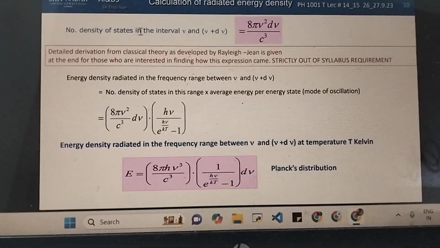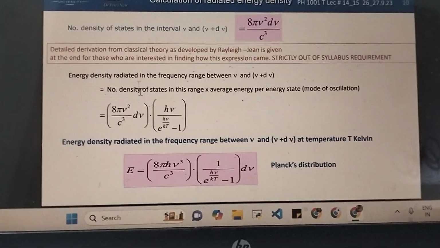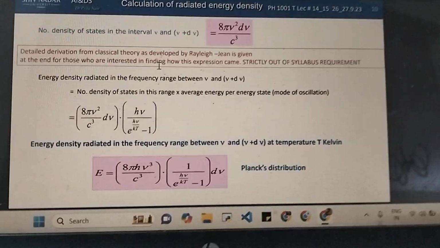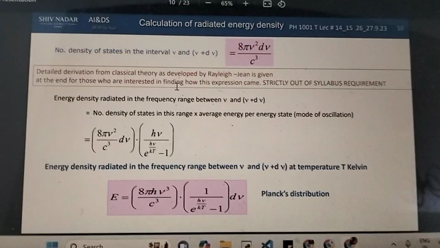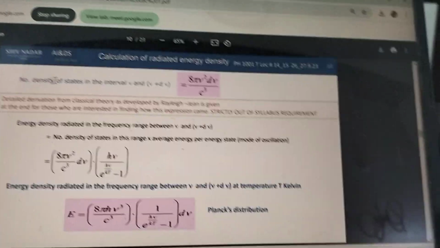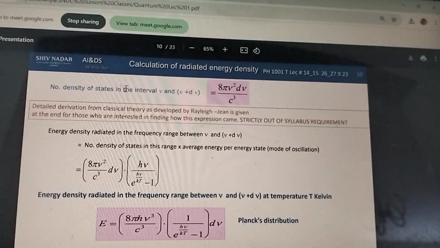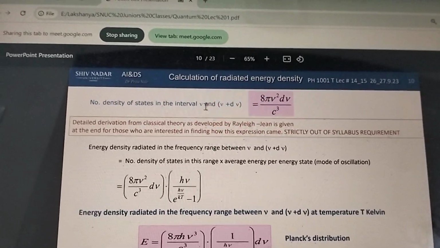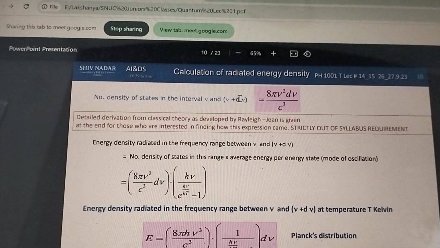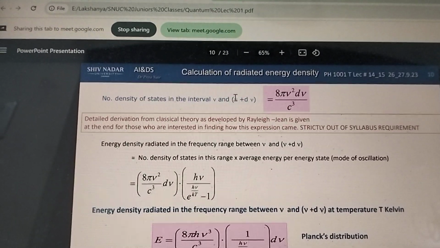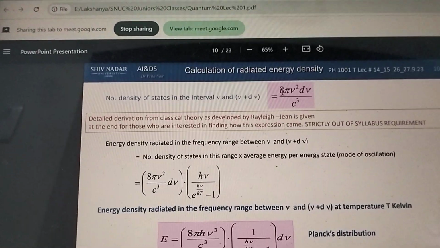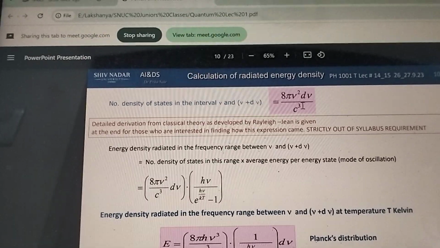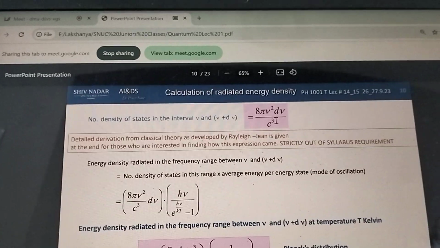The number density of states is given to us directly, which simplifies our calculation. Number density of states means the number of allowed energy states in any interval nu to nu plus d nu. Let's say between 105 Hz and 110 Hz, there are 8 pi nu cube d nu by c cubed allowed states.